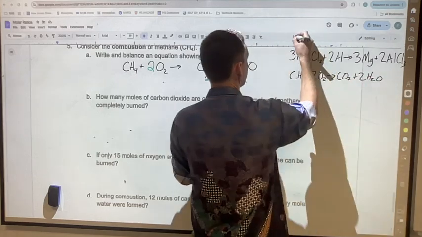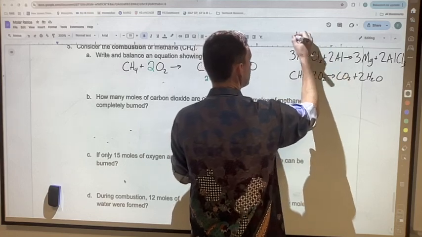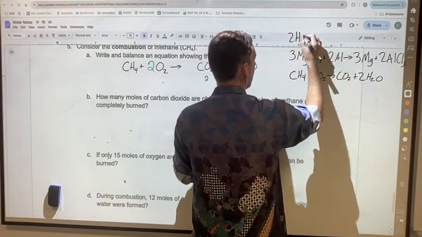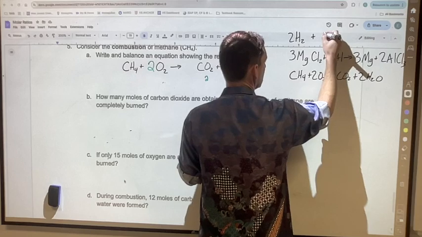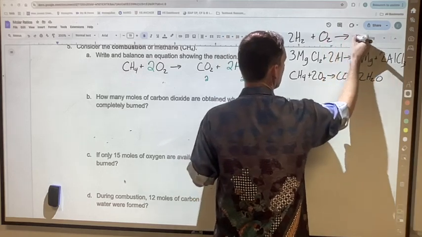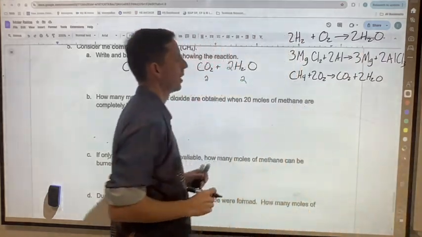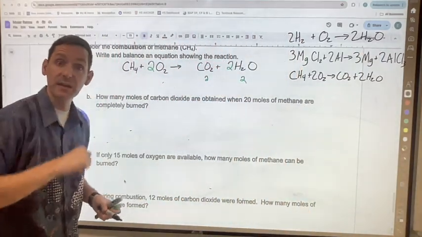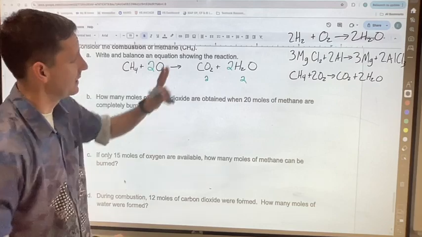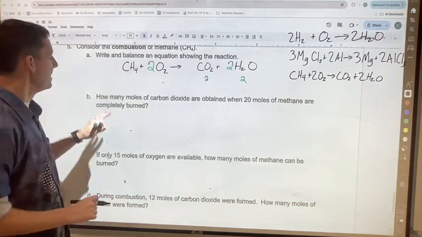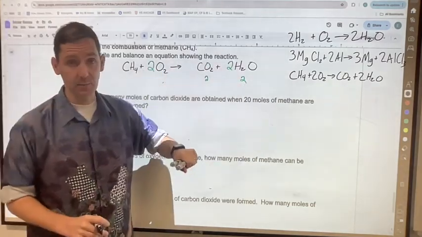I'm also going to put down the first one. The first one was the H2 plus O2 went to 2H2O. All right, because we may need that later. When we do the advanced ones, we'll need that in a little bit. Okay, so those are the 3 that we're doing here. Right now, we're looking at this combustion one.